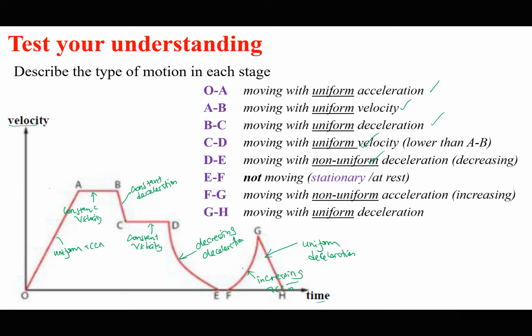Oh, there is one I skipped, which is E to F. Between E and F, here the velocity is zero, where the body is at rest. Then F to G, the gradient is increasing, so it's a non-uniform acceleration. It is an increasing acceleration. G to H is a non-uniform deceleration, as simple as that. So I am saying you should be able to describe a motion in that way.